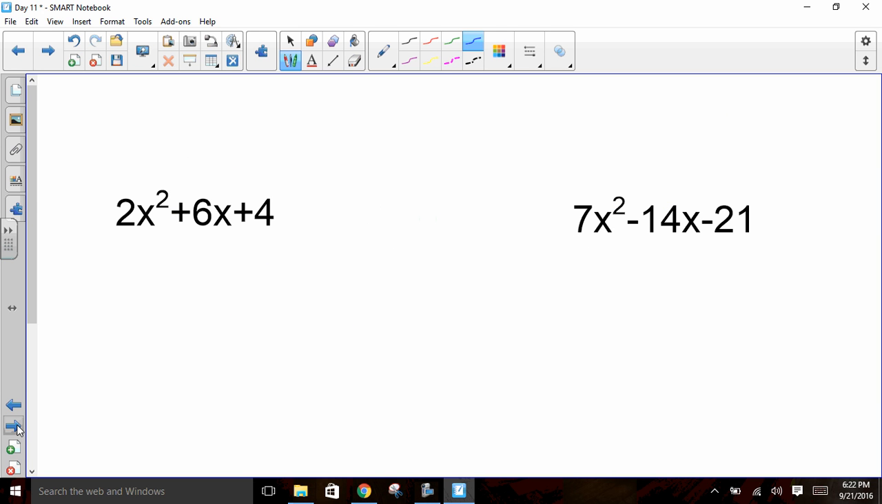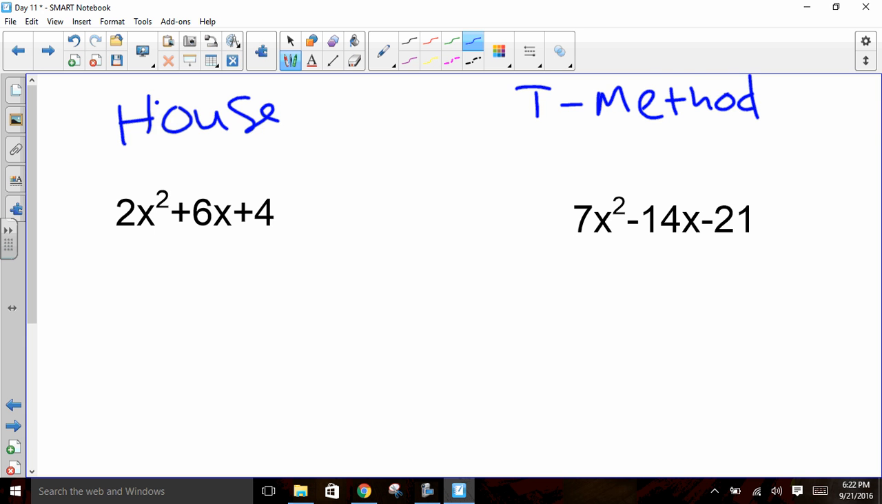Alrighty, if you were able to get past those first two examples on that last slide, welcome back. If you just watched those last two examples with me, thanks for staying with me. So we're going to do this first one as house method. And then that means I'm going to use this one as T method. I'm going to write that so I don't forget. Again, I'm not really sure who all is watching, so I have to at least try and get each example once.